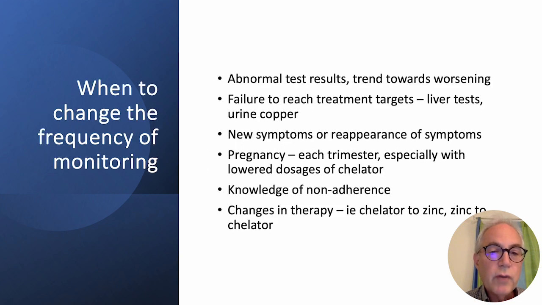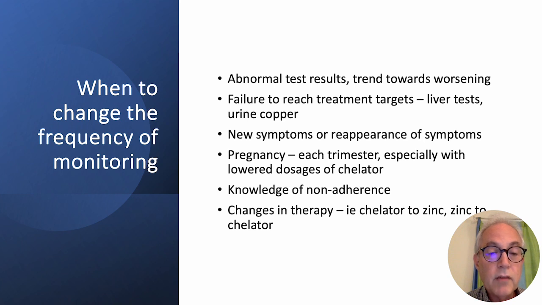We should change our frequency of monitoring, in other words, step it up, if patients have abnormal test results, especially if there is a trend towards worsening, if they fail to reach treatment targets, and this may be normalization of liver tests for some individuals or urine coppers that are outside the ranges that are determined for their particular therapy. If there's an appearance of new symptoms or reappearance of symptoms that once were present and improved with therapy, this may be a sign we have to step things up and look more closely.